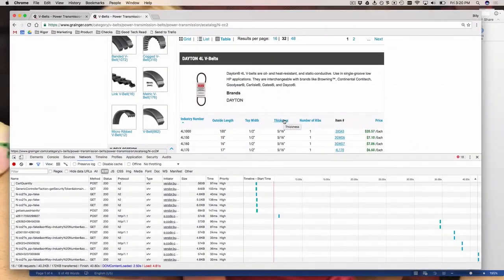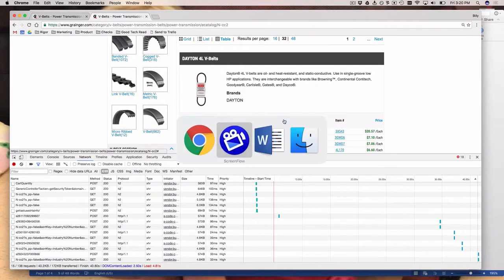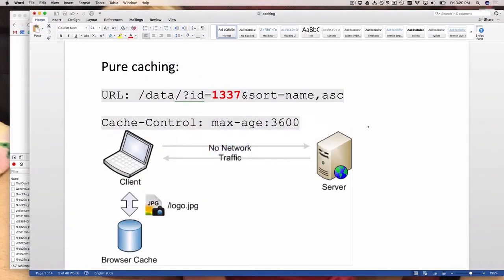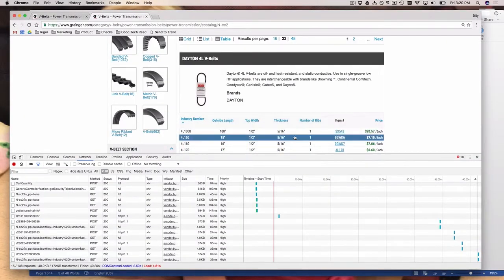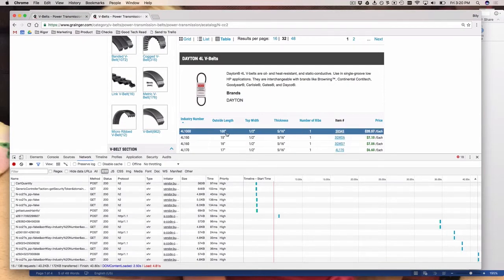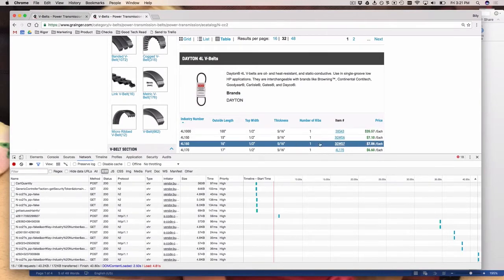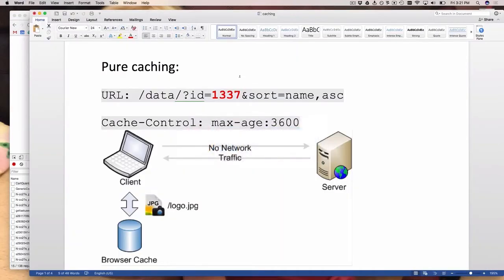So how can we avoid these performance problems of talking to APIs? It turns out there are two strategies I want to talk about today. The first one is just straight, pure caching. I don't know a lot about industrial supply, but I'm going to go out on a limb and guess that the thickness, number of ribs, and outside length of an industrial belt probably isn't changing on a minute by minute basis. So this information, much as if it were an image or a CSS file, you can just go ahead and cache it, especially if there's no application state or authentication information.